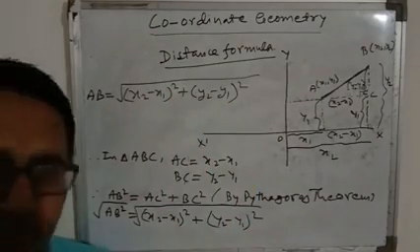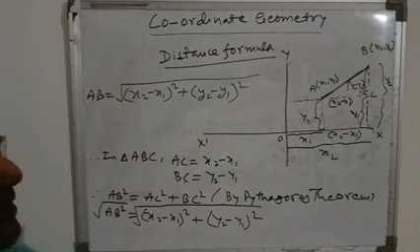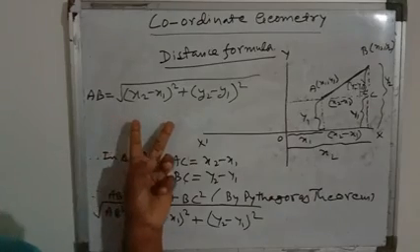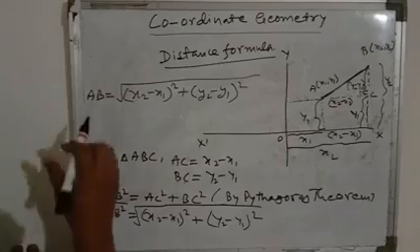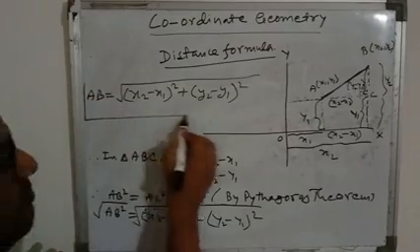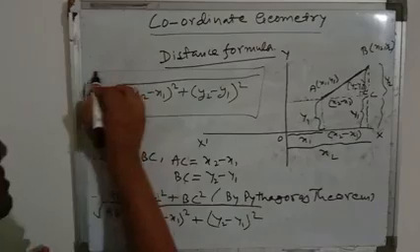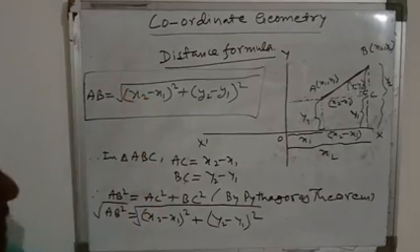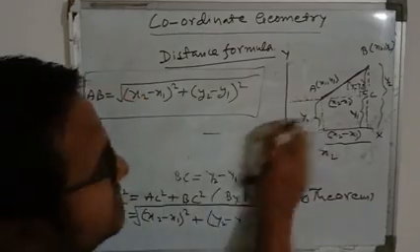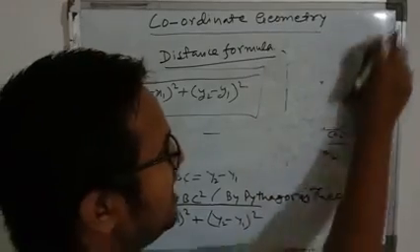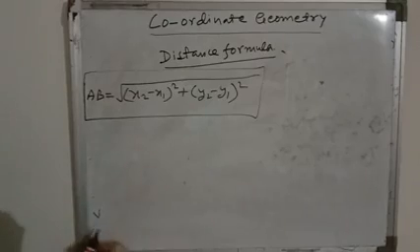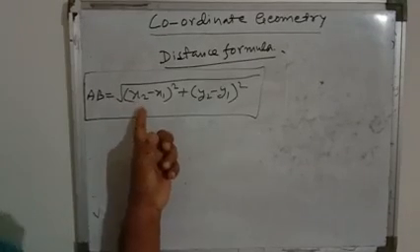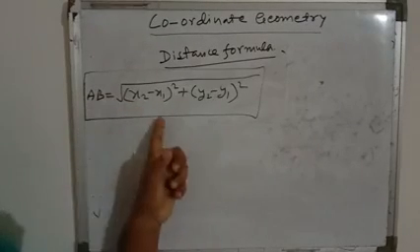So this is very important in the class 10 syllabus in coordinate geometry. The first part is this distance formula. This is a very important formula, so you have to learn it and put it in a box. So under root (x2 minus x1) whole square plus (y2 minus y1) whole square is the distance between the two points. Suppose the two points are A and B.